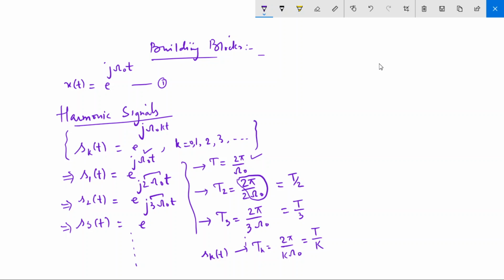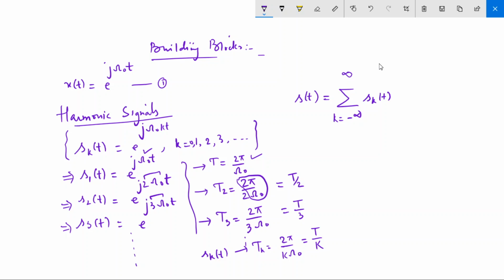Now if you combine all these signals together, and add them together, so if you form a series of s_k(t) where k can vary from minus to plus infinity, what will you get?